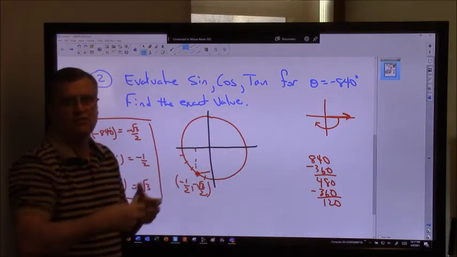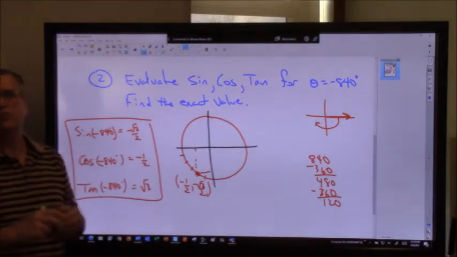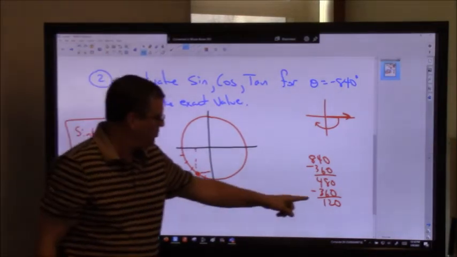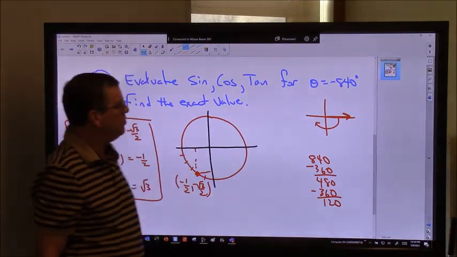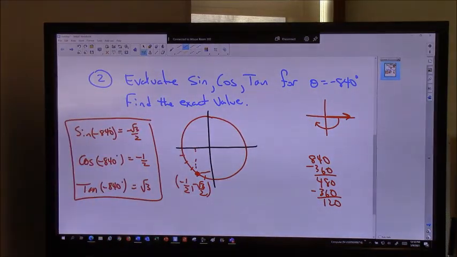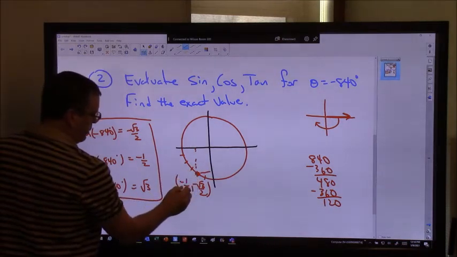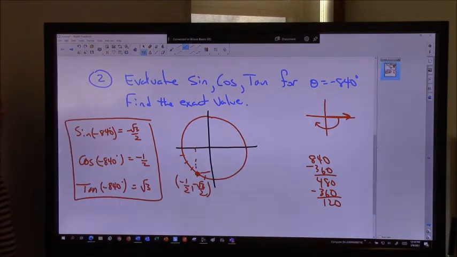I'm just subtracting off circles. I'm finding a coterminal angle. Right? So a negative 120 degrees is coterminal with a negative 840 degrees. And so once we locate that, we can just get our coordinates and answer the question.